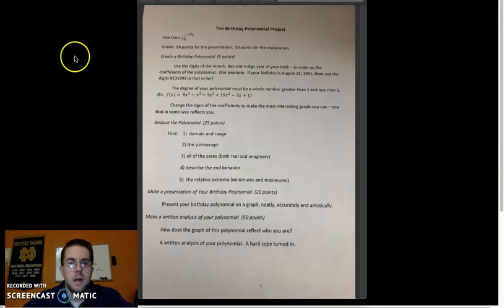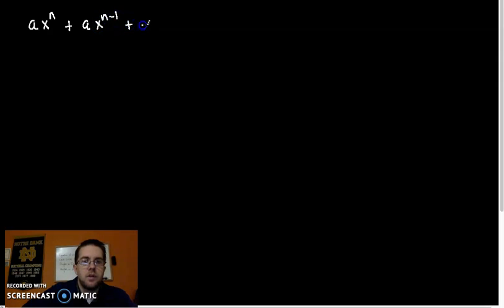So here we go. I am not entirely sure what your comfort level is with functions, but I'm going to use the notation that he gives right here, f of x equals the polynomial. Just to give you a little bit of background, a polynomial is any function that can be written like the following: a x to the n plus a x to the n minus 1, and so on and so forth.